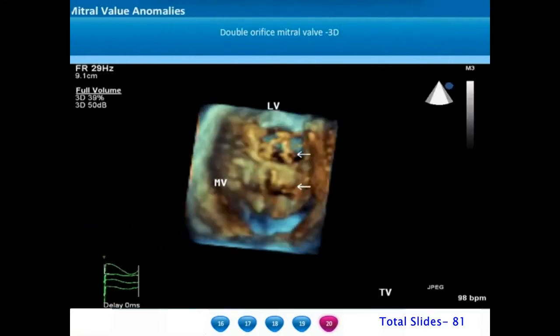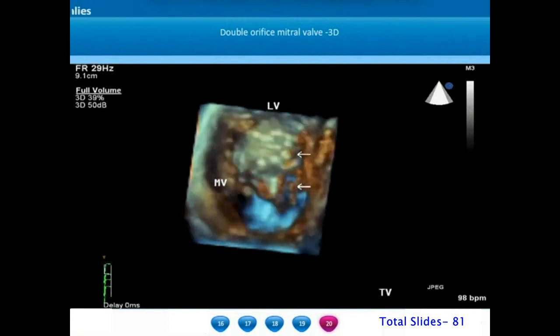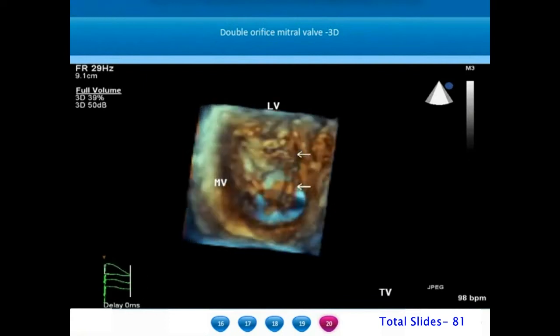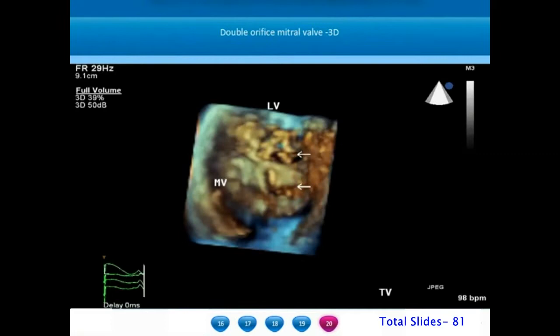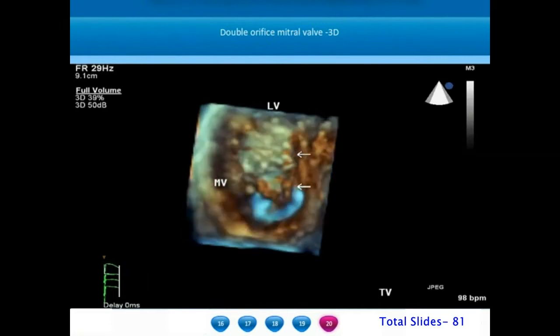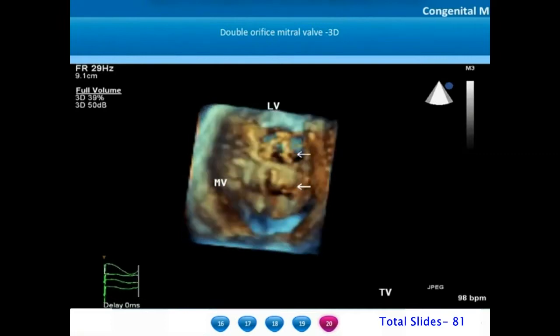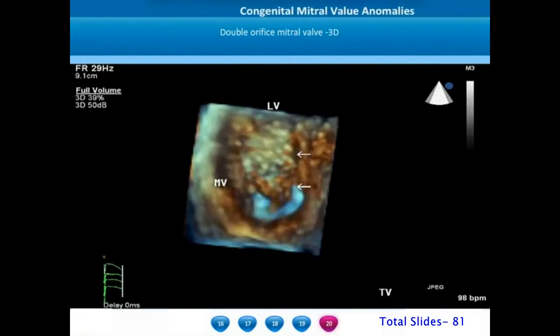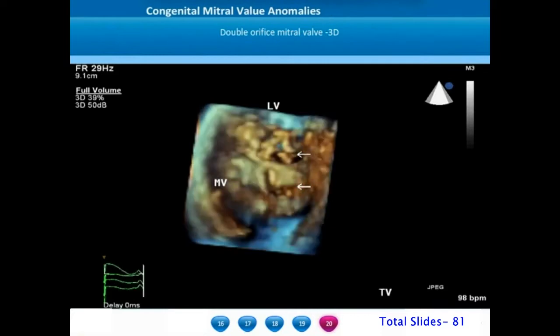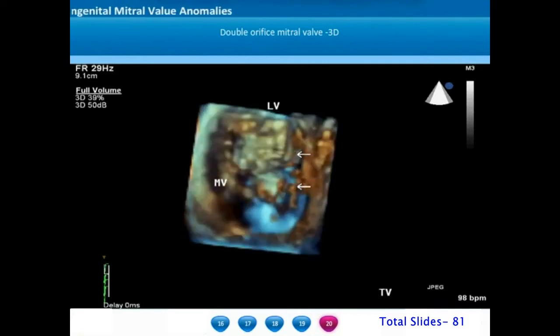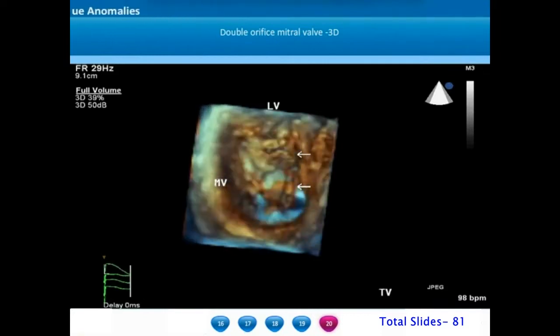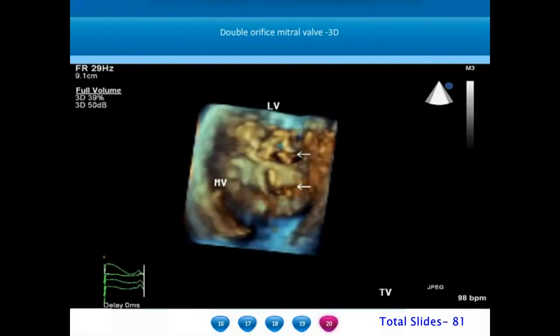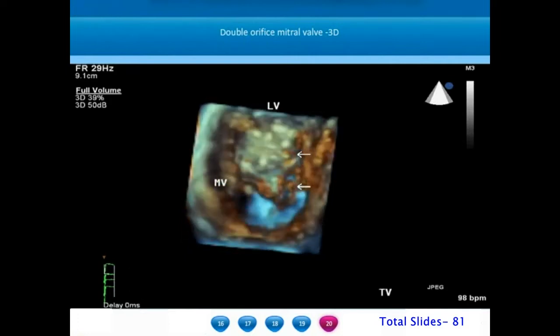On a three-dimensional echocardiogram, the short axis of the left ventricle is shown from below after cropping off the apical and mid portion of the left ventricle. There are two mitral valve orifices shown with two arrows. The mitral valve orifice shown above is larger in its valve area, and the valve orifice that is seen inferiorly is the smaller orifice.